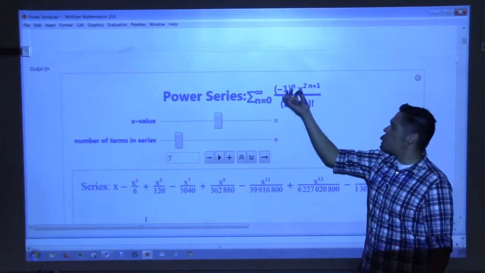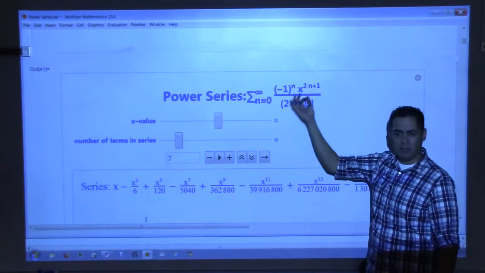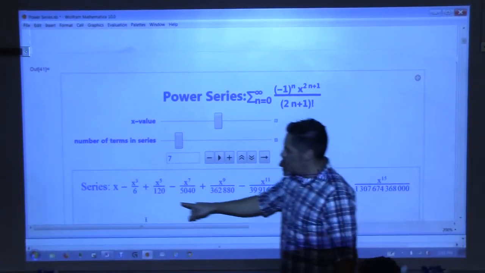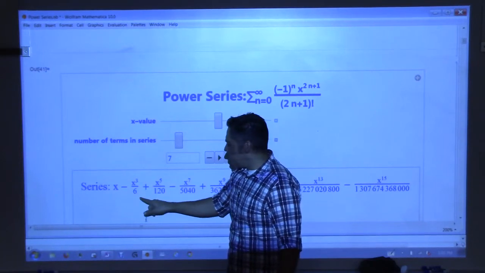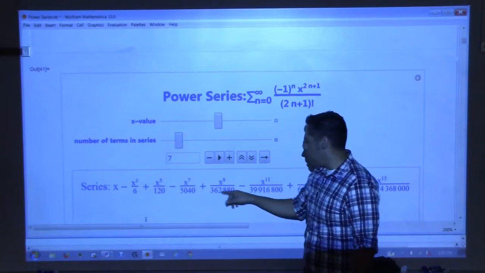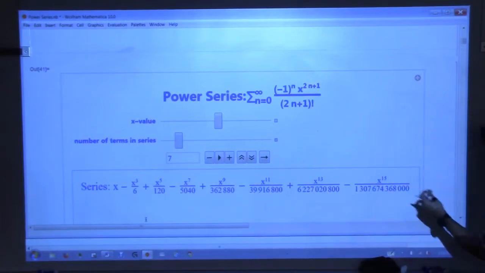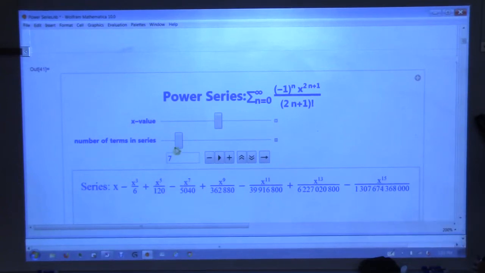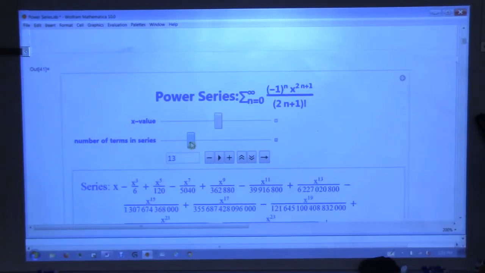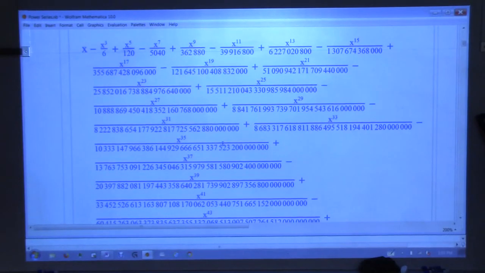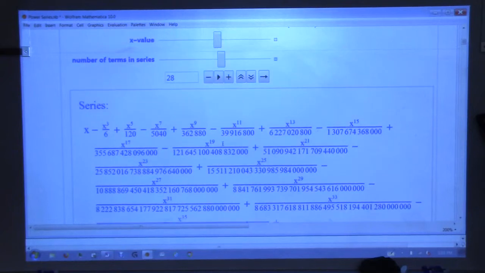So if I plug in 0, I get something, plug in 1, plug in 2, plug in 3. If you do that, here's what you get. There's the series: x minus x cubed over 6 plus x to the 5th over 120 minus x to the 7th over, and so on. I'm showing you the first 7 or 8 pieces of it, but I could just keep going all day with this power series if I wanted to. I could show you the first 28 terms of it, but I'm just showing you the first 7. Is that okay?